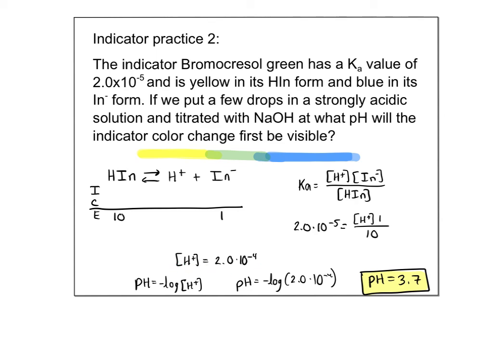So I get 2.0 times 10 to the negative 4th. Let me put a unit so I'm not a bad teacher. We know that if we take the negative log of H+, that will give me the pH. So we will first start to see this greenish color at a pH of 3.7.